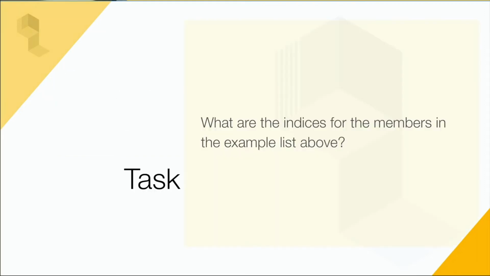So here's a task for you. What are the indices for the members in the example list above? To retrieve a member from a list, we use the indexing operation, which uses brackets, square brackets, with an index value.